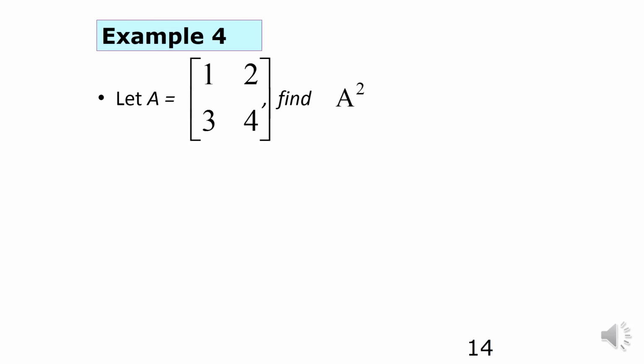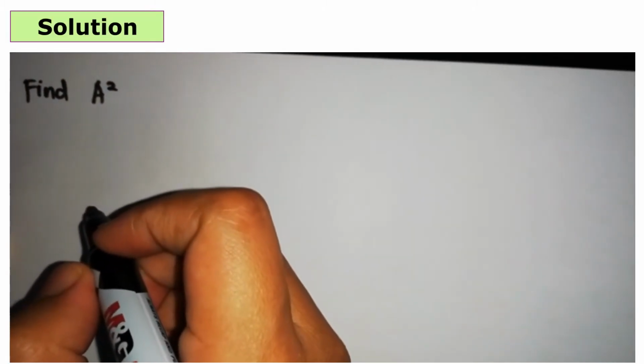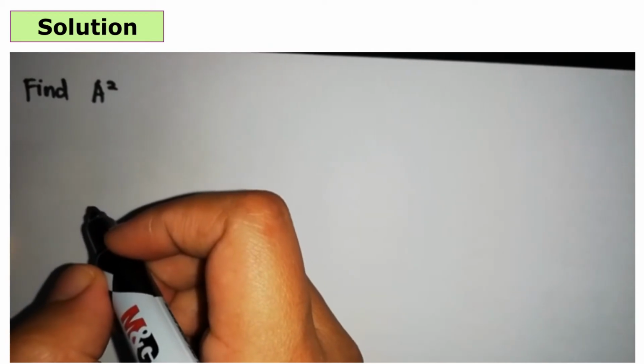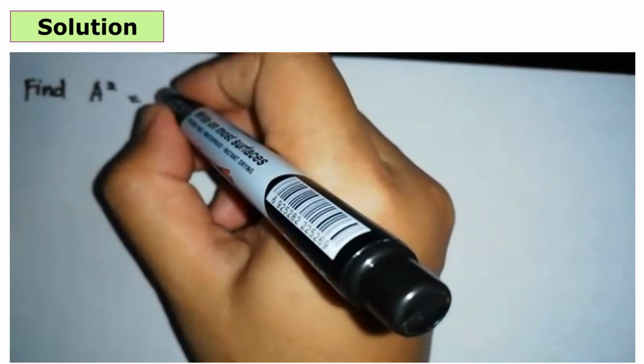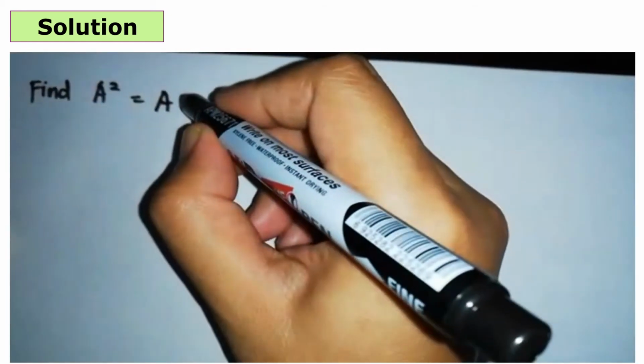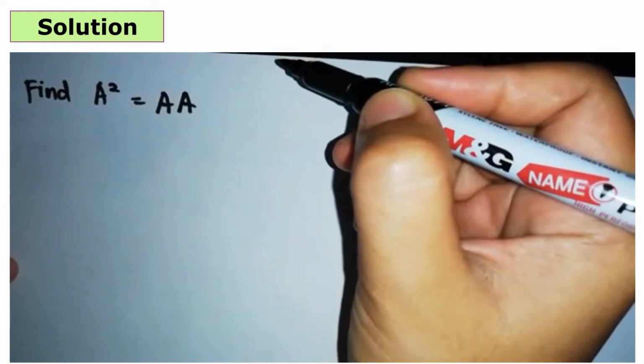Okay, example 4: let matrix A equal 1, 2, 3, 4. Find A squared. A squared here represents the product of matrix A, which is matrix A times matrix A. Okay, so let's write the solution. For example 4, we want to find A squared, which is equal to matrix A times matrix A.